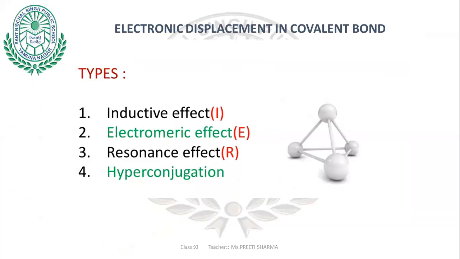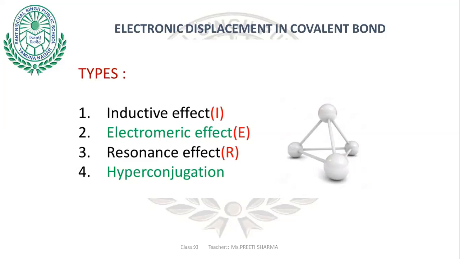What do you mean by electronic displacement, students? Electronic displacement means, when there is a covalent bond in an organic molecule, a shift of electrons, which is due to the presence of an atom or a group of different electronegativity, or under the influence of some outside attacking reagents.